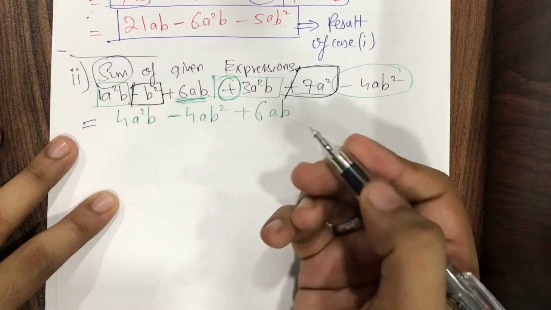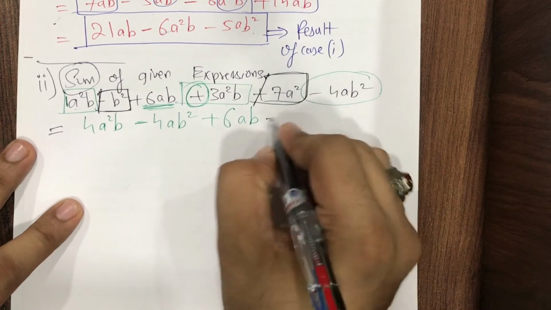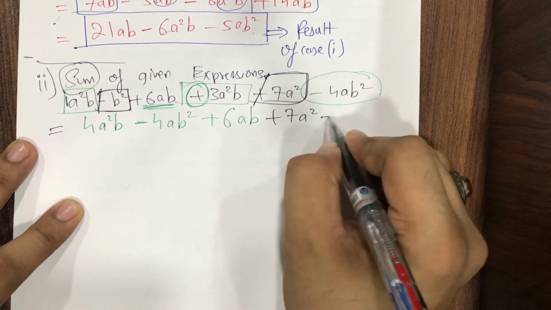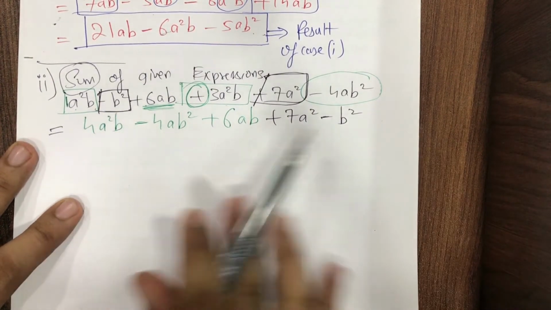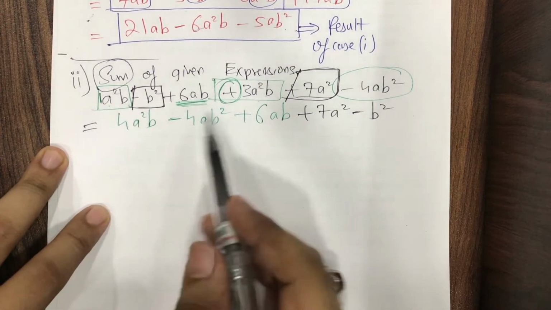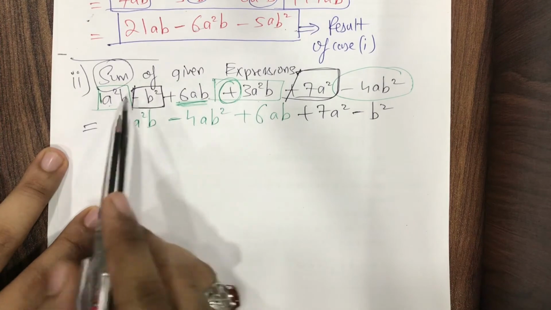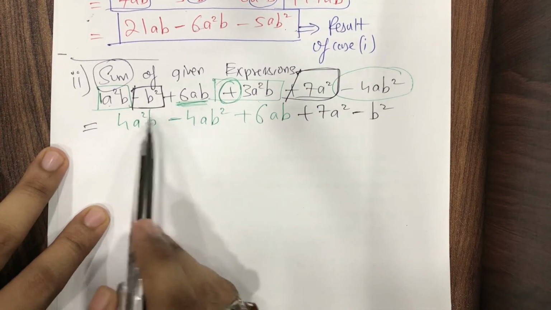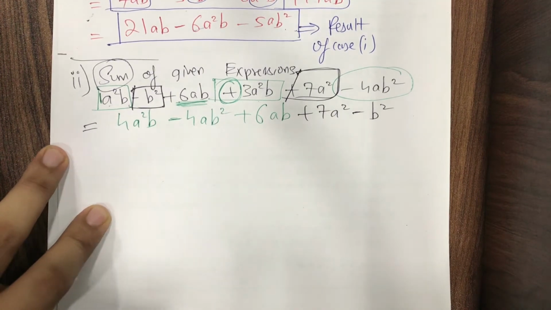Minus b square means minus 1 b square. Okay, so it's plus 7a square and minus b square. You have to count the terms just to avoid missing any. Certain times, in the flow, we miss some of the terms. 1 2 3 4 5 6 terms were present. 1 2 3 4 5. Here we have only 5 terms.